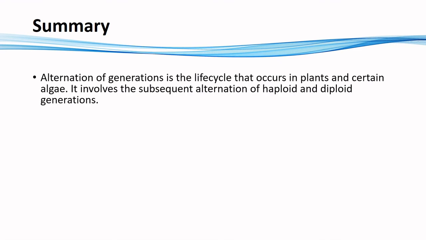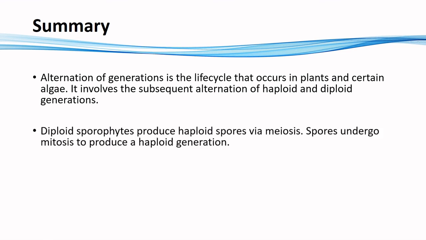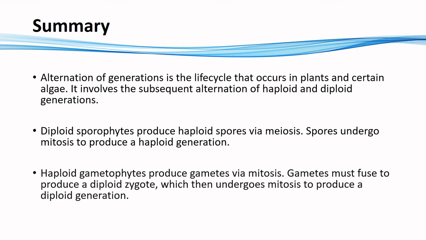In summary, in this video, we learned that alternation of generations is the life cycle that occurs in plants and certain algae. It involves the subsequent alternation of haploid and diploid generations. Diploid sporophytes produce haploid spores through meiosis. Spores undergo mitosis to produce a haploid generation, called the gametophyte. These haploid gametophytes produce gametes through mitosis. Gametes must fuse to produce a diploid zygote, which will then undergo mitosis to produce the next diploid generation of sporophytes.